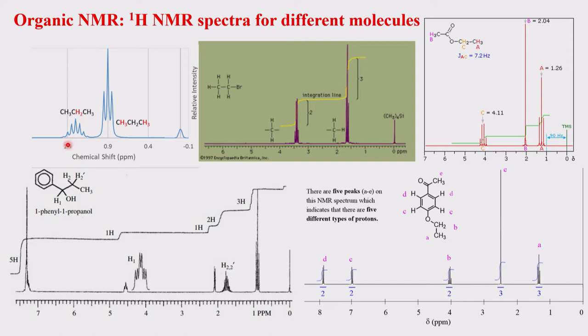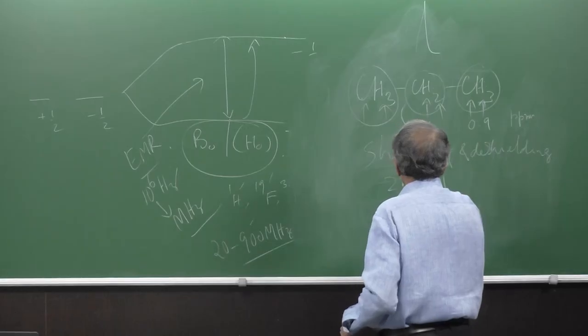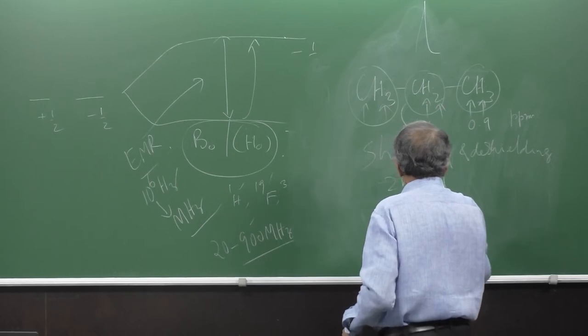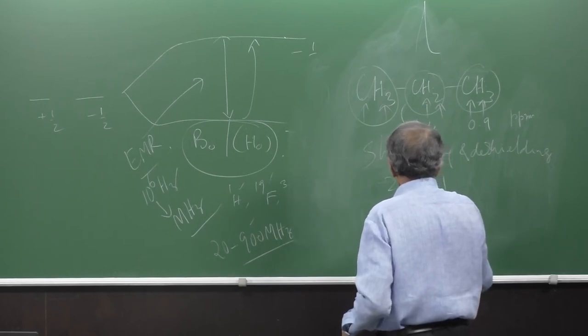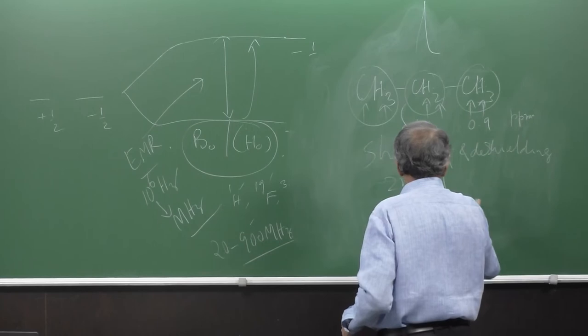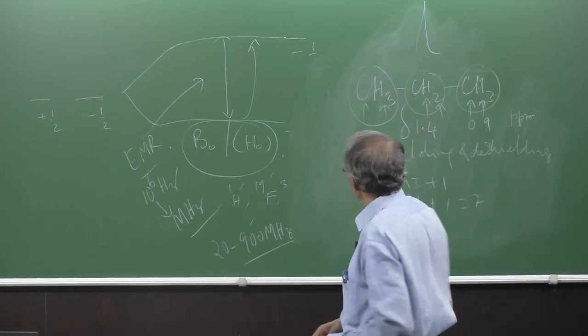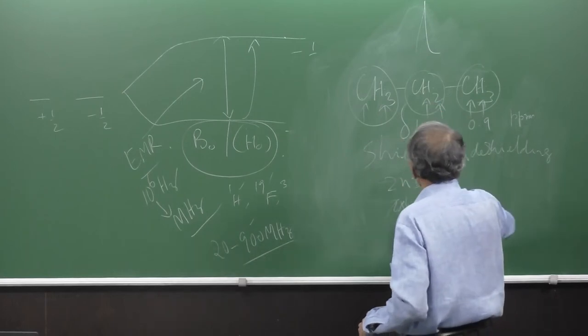Further, if you see here, 1, 2, 3, 4, 5, 6, 7. There are very small ones, 2 here and this 5. So that 7 comes from the 6 here, 3 here, 3 here, 6, because they are equivalent. So it is 2nI plus 1, that is 2 into 6 into half plus 1, so that is 7 lines. That's how you get it.